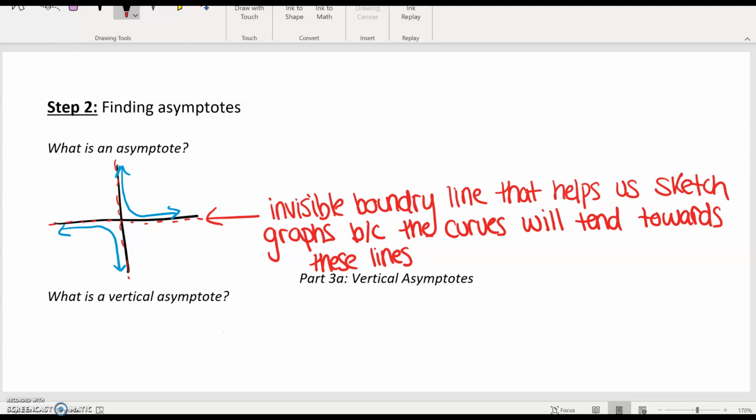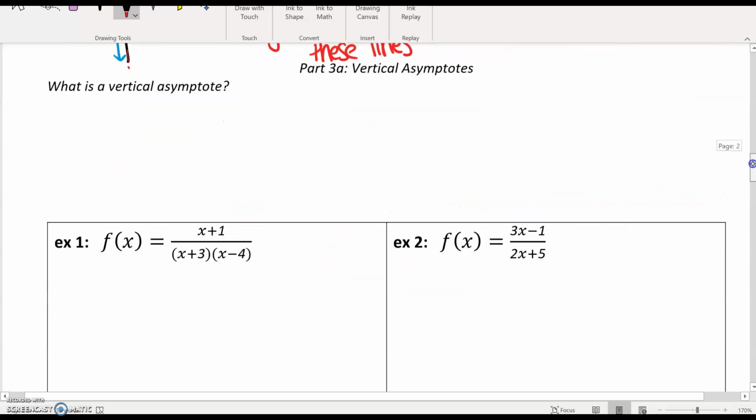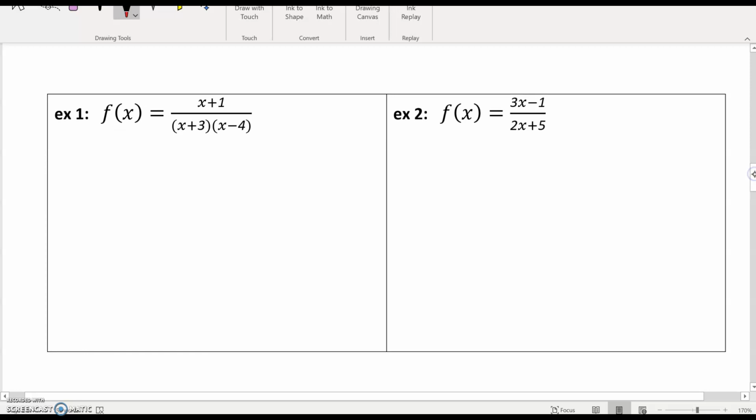So the ends of this 1 over x function will tend towards the boundary. So it's going to approach this dotted line on this end, for example. Or even up here, it's going to approach that asymptote. So it really helps us get a picture of that graph. Okay, and there are two kinds. You can either have a vertical one, which is up and down, or a horizontal one, which is left and right. Okay, I'm going to give you some examples by looking into different rational functions in factored form.